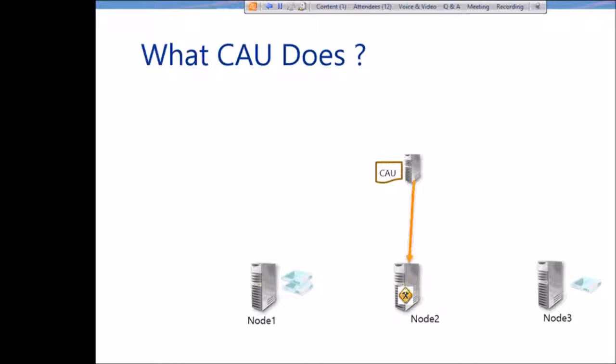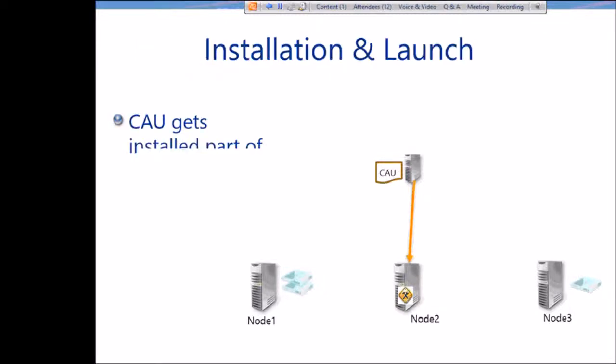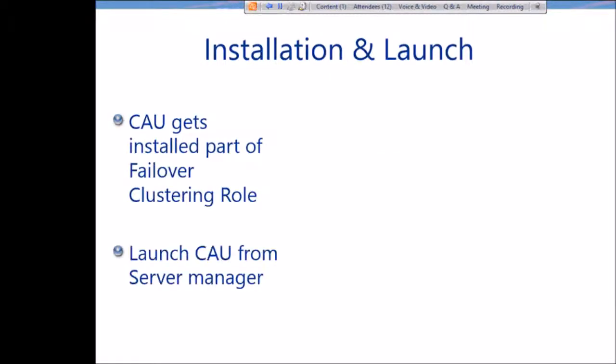Okay, so with that said, we just got an introduction about what cluster-aware update basically does and the workflow that it goes through. So now it's the step for us to install and launch the cluster-aware updates, which we will also do in the demo. So what's the installation procedure for cluster-aware update? Do I need something extra? Do I need to buy something? As I mentioned earlier, you don't need to buy anything extra because it comes as an inbuilt feature. It just gets installed as part of the failover clustering role.